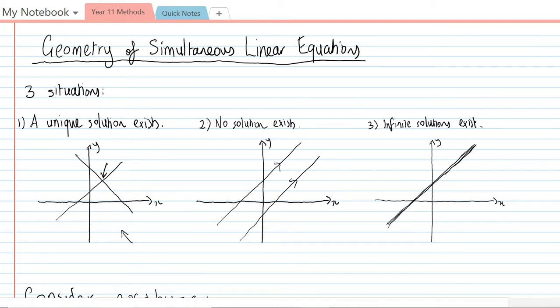We can have no solutions in this situation here. So no solutions occur when we have parallel lines that have different y-intercepts. And we can also have infinite solutions, so that's happening right here. And that's when we have two equations that have the same line. So sometimes the equations will be identical, other times they will be a bit different, but they'll just have a common factor or something like that that could be taken out to make them the same.